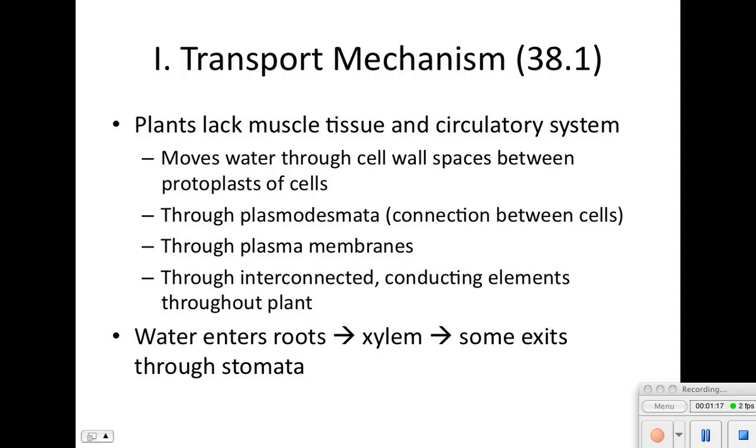They can move things through the plasma membrane. We've talked about diffusion and osmosis. There's a lot of interconnecting, conducting elements throughout the plant where they can move things. And so here's the general way or route that water takes. It enters the roots, it goes through the xylem, and then some exits through the stomata as water vapor through the process of transpiration.